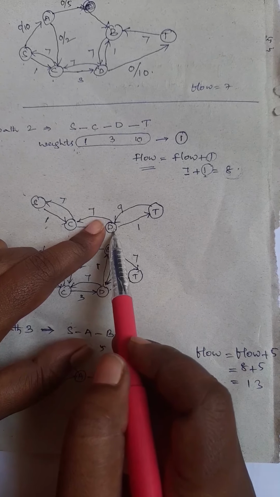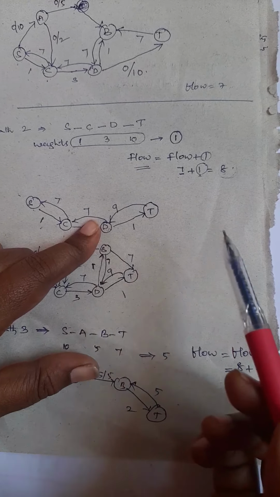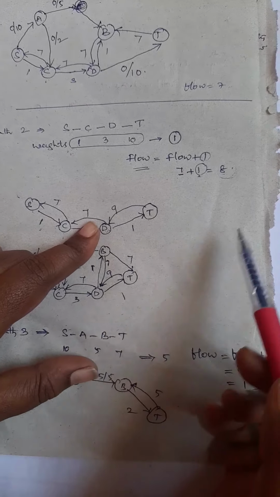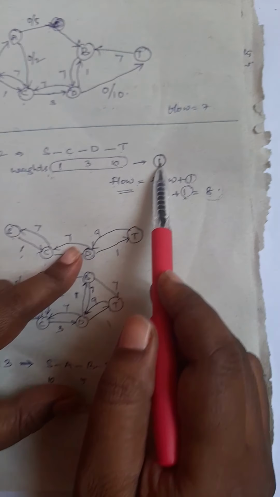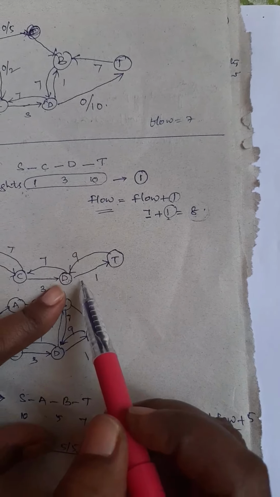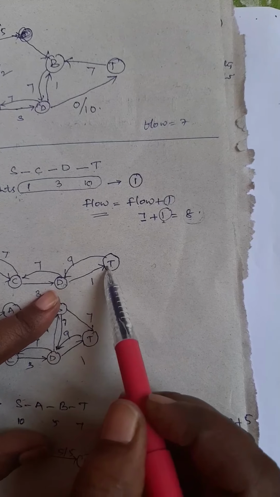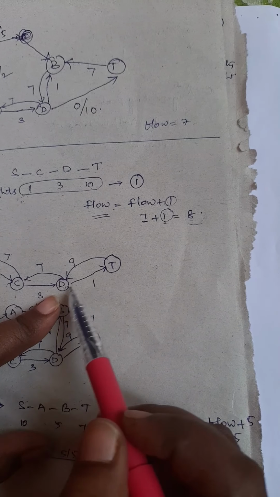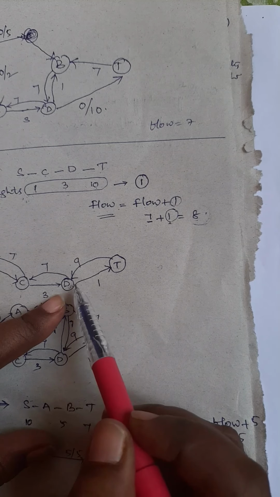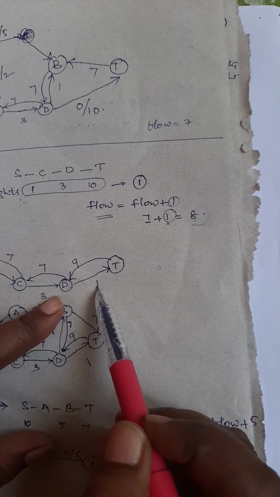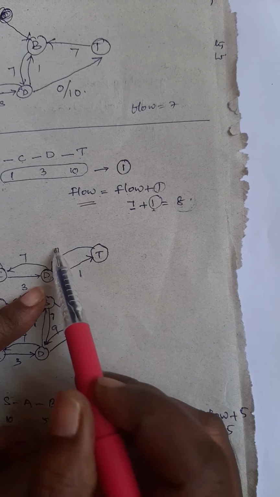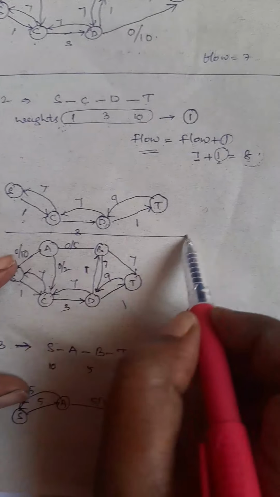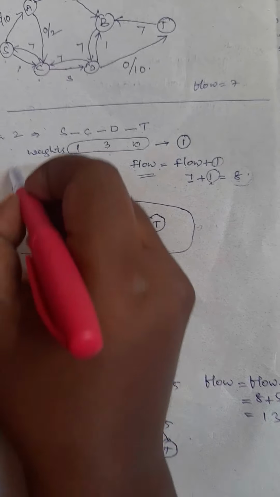We have to derive D to T. D to T value, what is the value? D to T value is a 10, but what is the constraint? 1. So 0 to 1 range only, the forward direction will be there. D to T is a 1, and again T to D is a 9. 9 plus 1 is a 10. So this is a residual graph for this path.